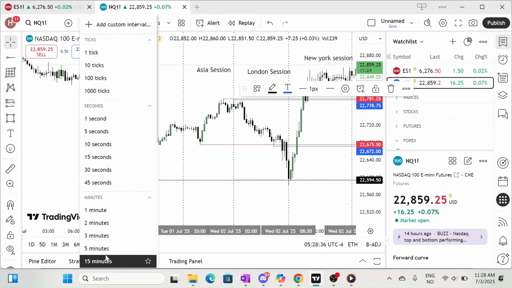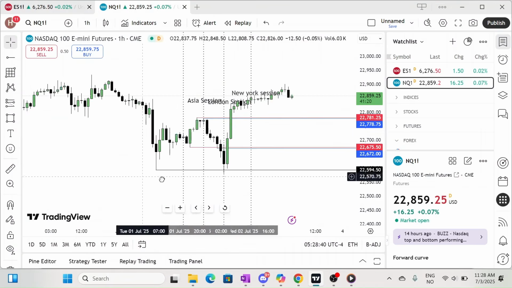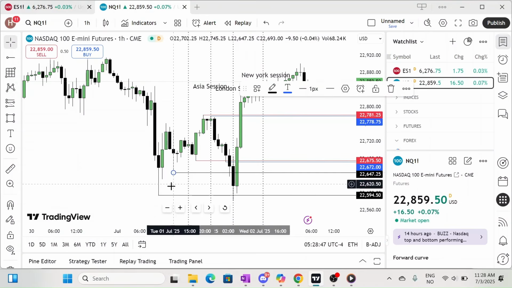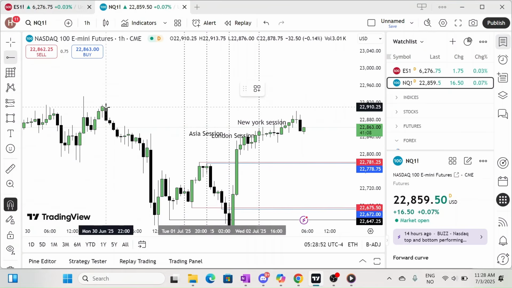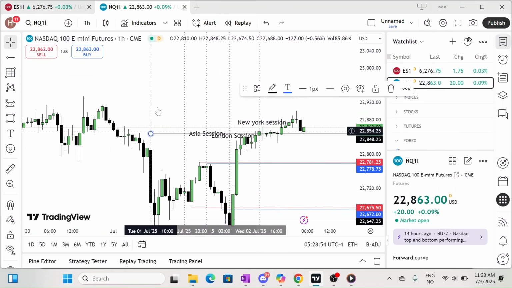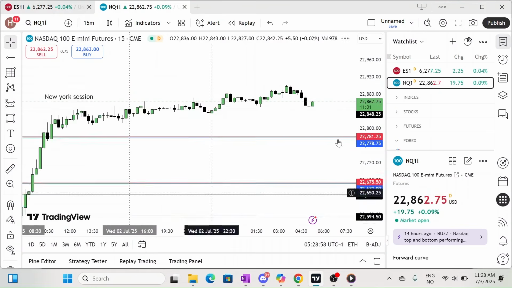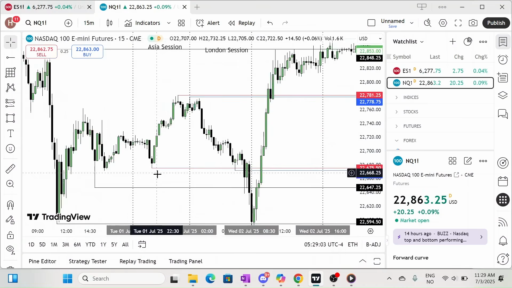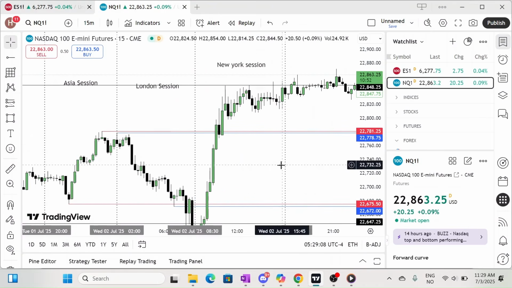I usually like to also sometimes go into the 1 hour and mark out some 1 hour highs and lows. Yeah, this is basically it. We have that's a 1 hour low. We have some highs up here, and that's going to be marked out. Yeah, just like this.